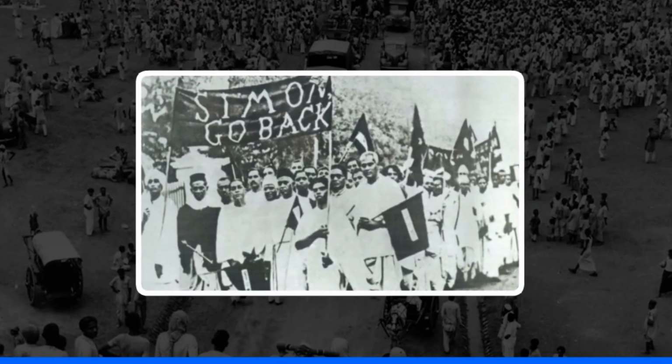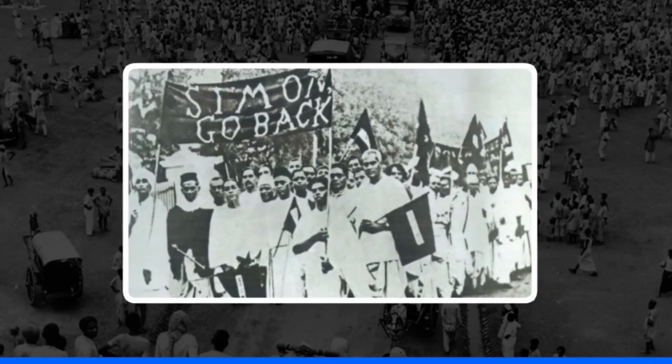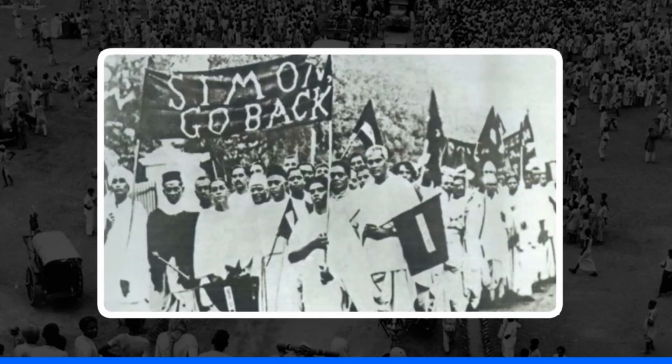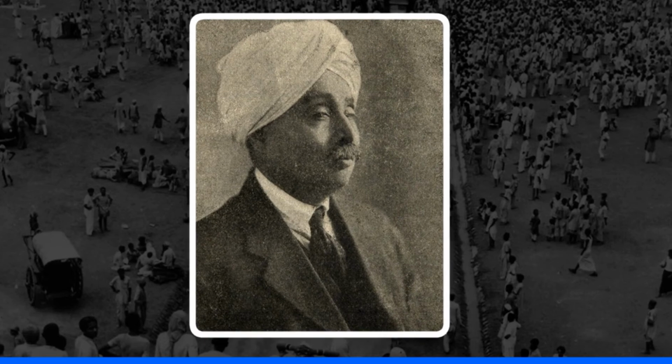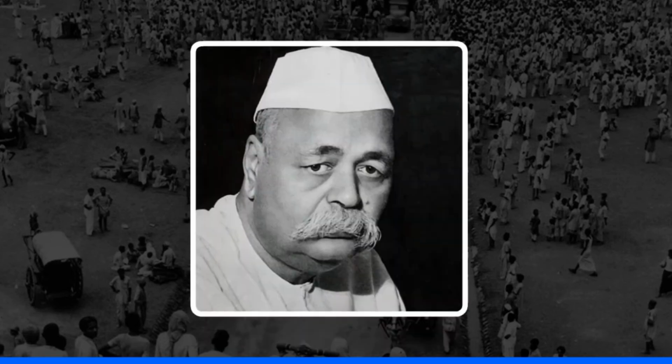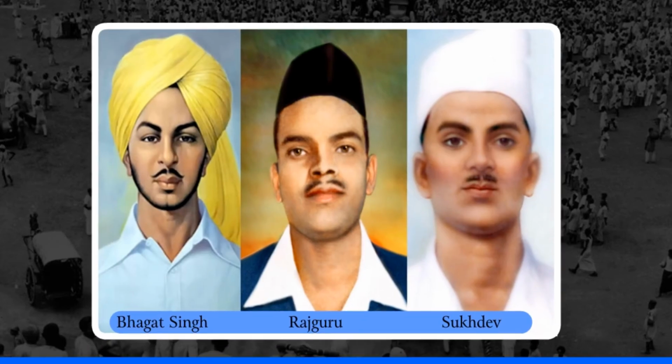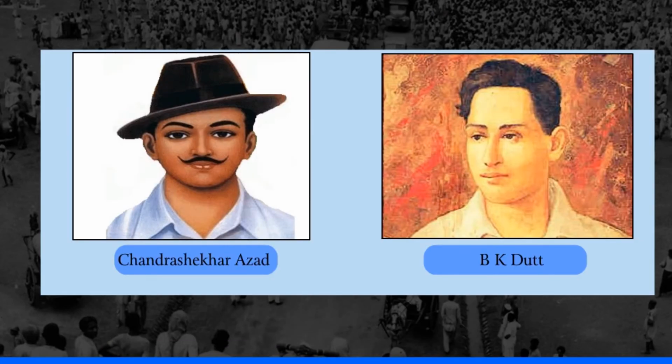Nationwide protests were held wherever the commission went. It was greeted with the slogan, "Simon, go back." Lala Lajpat Rai was killed in one such protest and G.B. Pant was badly wounded, among others, sparking another gust of discontent against the government. Revolutionaries such as Bhagat Singh, Rajguru, Sukhdev, Chandrasekhar Azad and B.K. Dutt became active at this time.